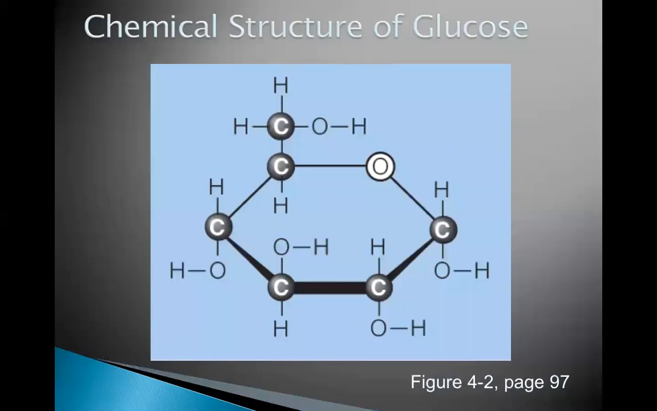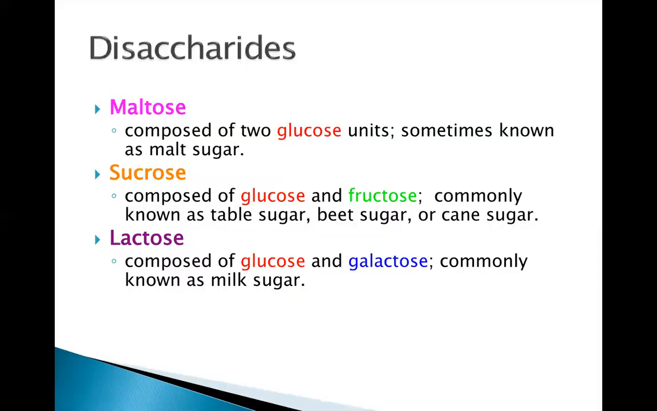So this is just, again, what glucose looks like. Disaccharides. The disaccharides are groups of 2 sugars. So 2 of those single sugars combine to form a disaccharide. The first one is maltose, sometimes known as malt sugar, and this is made from 2 glucoses. Sucrose is what we commonly know as table sugar, and this is made from a glucose and a fructose. Lactose, like I already mentioned, is milk sugar and made from a glucose and galactose.